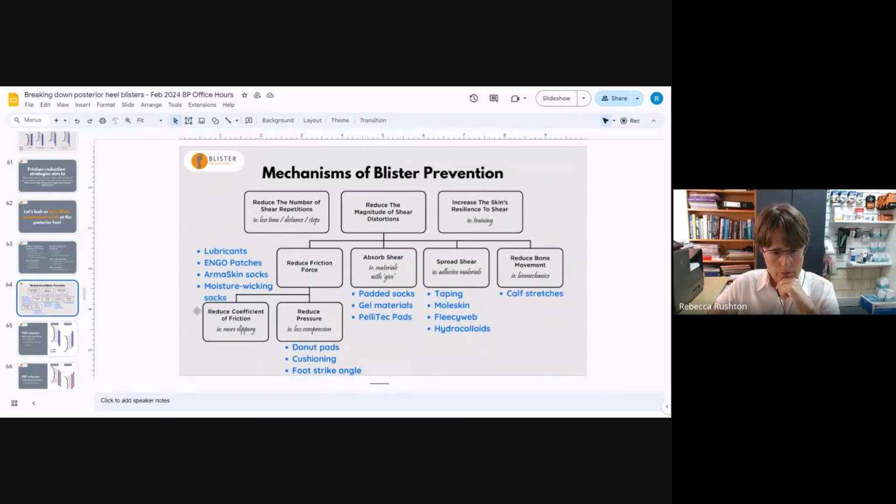we're going to look at coefficient of friction reduction strategies: lubricants, Engo patches, double socks, moisture wicking socks. We're going to look at pressure reduction strategies like donut pads, cushioning, foot strike angle. Both of these go together to reduce friction force. We'll look at materials that absorb shear like Pelitech pads, gel materials, and padded socks. We'll look at the adhesive materials that we can apply to the foot that spread shear load, and of course reducing bone movement.